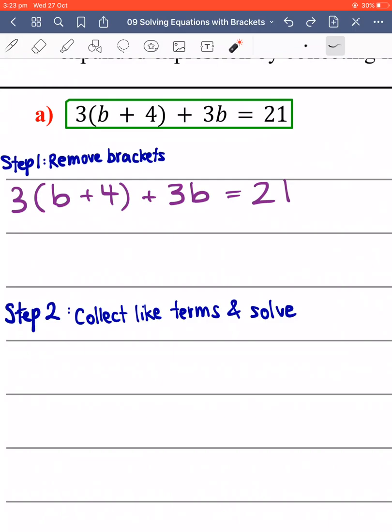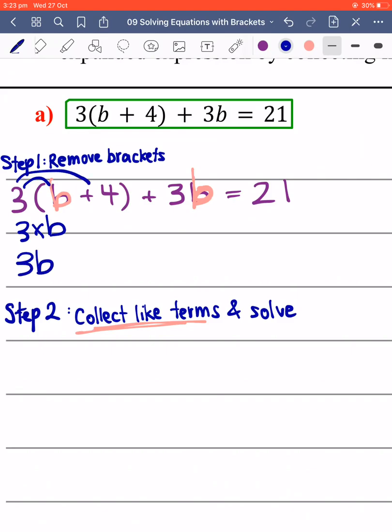So a good thing to do is to make sure you know where your letters are. So highlighting, underlining, circling is a really, really good practice, particularly when we get to collecting like terms. It'll make it a heck of a lot easier. So let's continue. So I have 3 multiplied by b, which gives me 3b, and 3 multiplied by plus 4, so 3 multiplied by 4, which gives me 12.